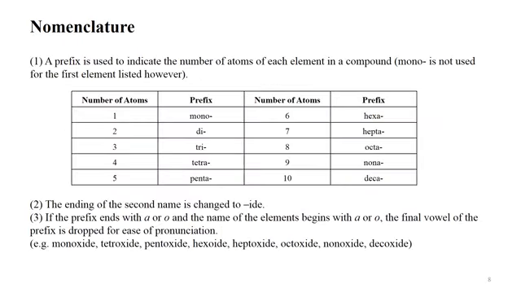To name a binary inorganic molecule, you should memorize the prefixes in a table that are used to represent the number of atoms in a molecule. I'll explain other rules on the screen with examples.